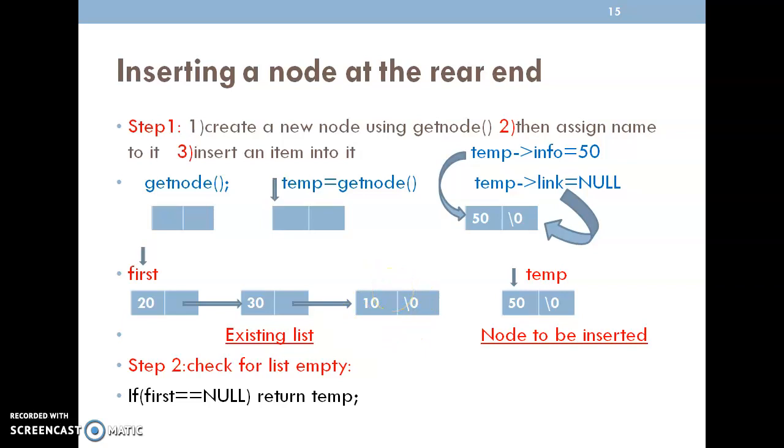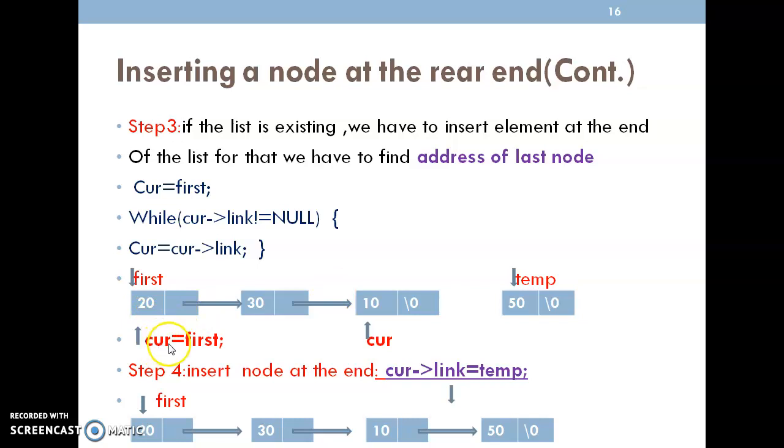Initially what I'm doing, I'm taking the current variable which holds the first variable, copying first to the current and incrementing the current pointer link until it reaches the null character. So here initially current equal to first, then current equal to current pointer link, which contains the next address. Is it equal to null? No. Again move to current pointer link. That time it reaches the null.